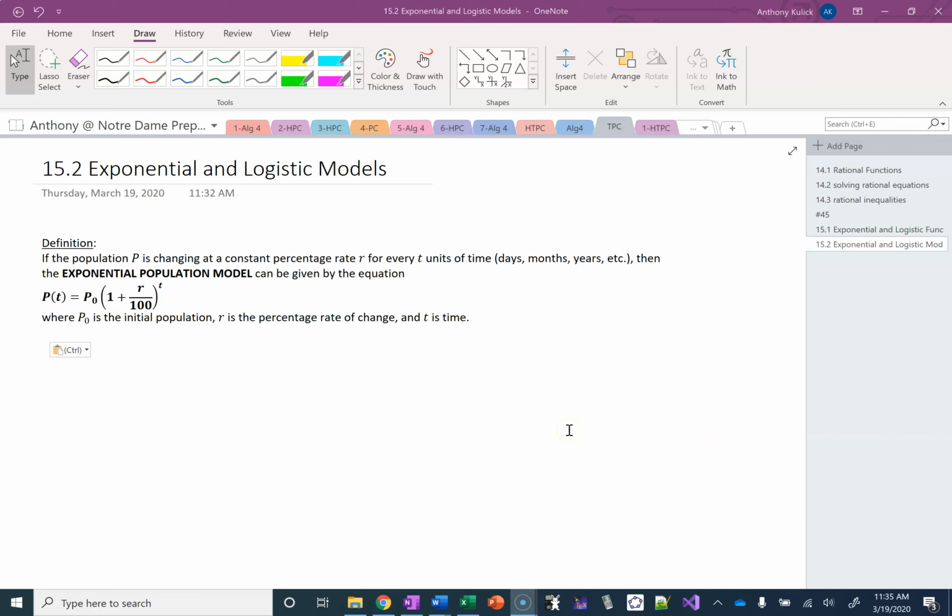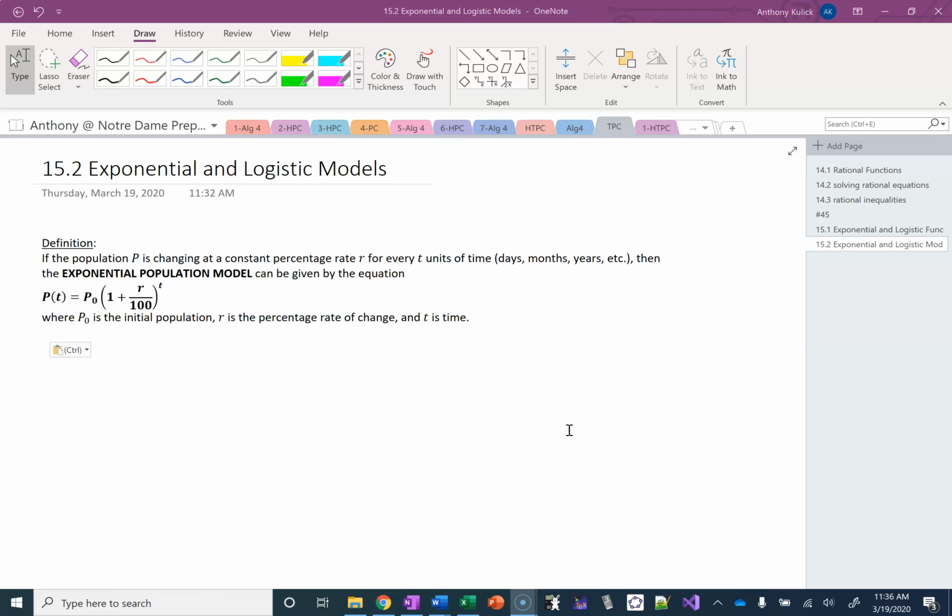Hey, it's time for section 15.2 about exponential and logistic models. In this section, we're not going to really be doing anything new. We're just going to take the things that we learned about in the last section and apply them to some story problem situations.